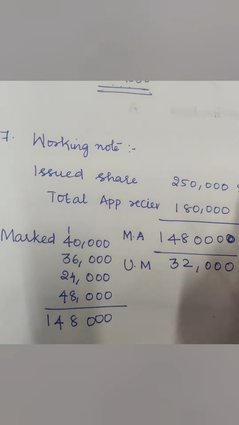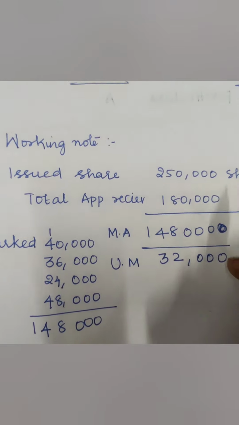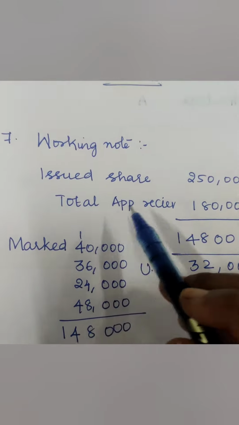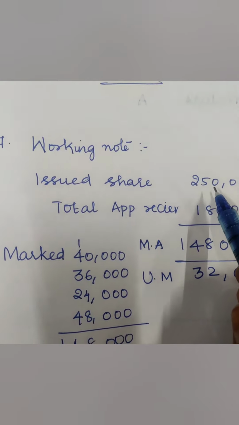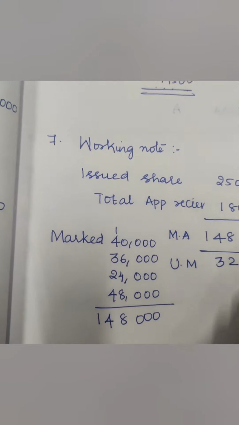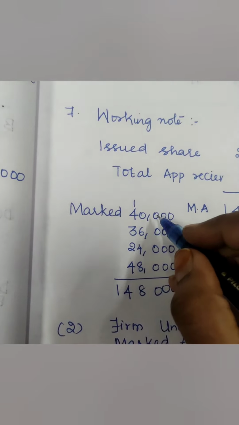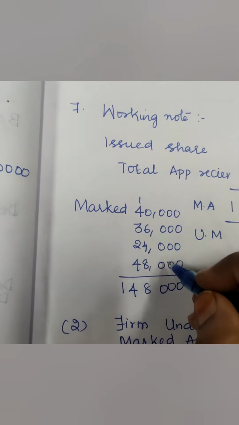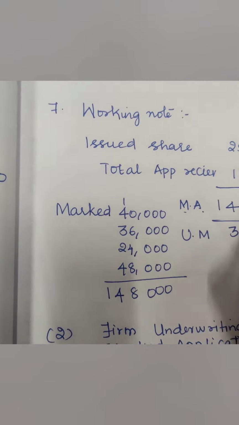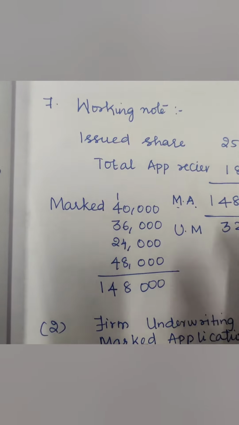As per the question, first of all we need to make certain working notes. First, how many shares are issued? It is 2,50,000 shares issued at 10 rupees, which means 25 lakh. Now how much total application have we received? We have issued 2,50,000 shares, but we have received only 1,80,000 shares. Now it has given A, B, C, D; when we take all this, it is 1,48,000, which is marked application, and when we minus it from 1,80,000, we get the unmarked application, which is 32,000. I hope you are clear.